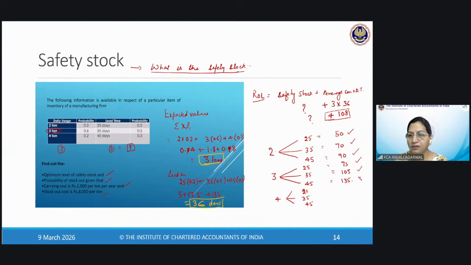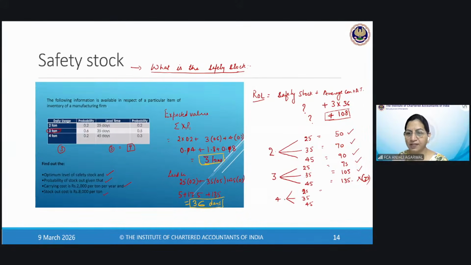But here you are stocked out. So if you don't keep any safety stock, and you have average consumption into average time as 108, and if it happens that you start consuming 3 tons and it takes 45 days, your consumption is going to be 135 and you will have only 108 units. So for 27 units, you will be stocked out if you have zero safety stock.